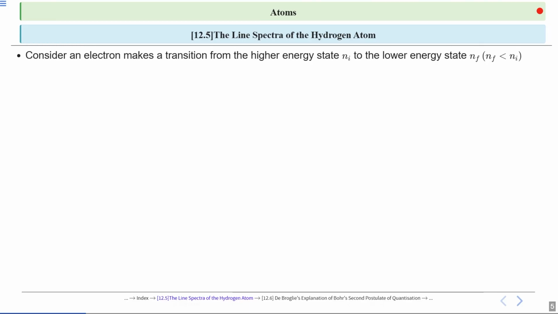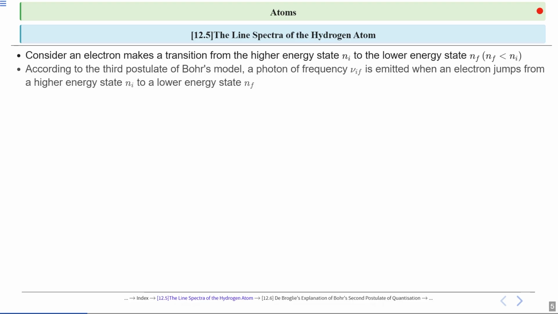Let's start by considering what happens when an electron in an atom moves from a higher energy level, which we will call Ni, to a lower energy level, Nf. Remember, Ni and Nf are just numbers that label the different allowed energy levels in the atom, and Nf is less than Ni. Now, according to Bohr's third postulate, whenever an electron jumps from a higher energy state Ni to a lower energy state Nf, the atom emits a photon. The frequency of the photon is called nu if.